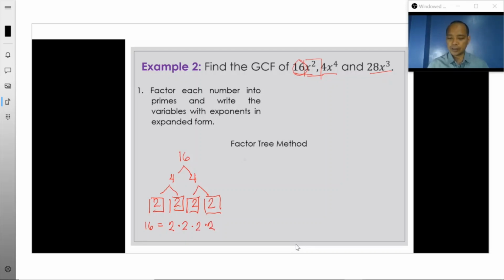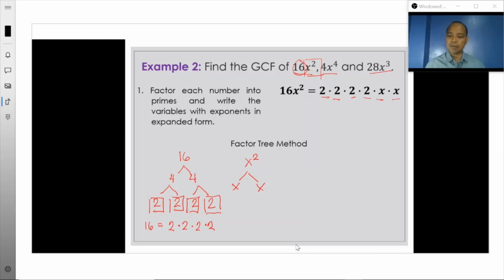X squared, using the factor tree method, can also be decomposed as x times x. Therefore, the prime factorization form of 16x squared is going to be 2 times 2 times 2 times 2, and then times x times x.